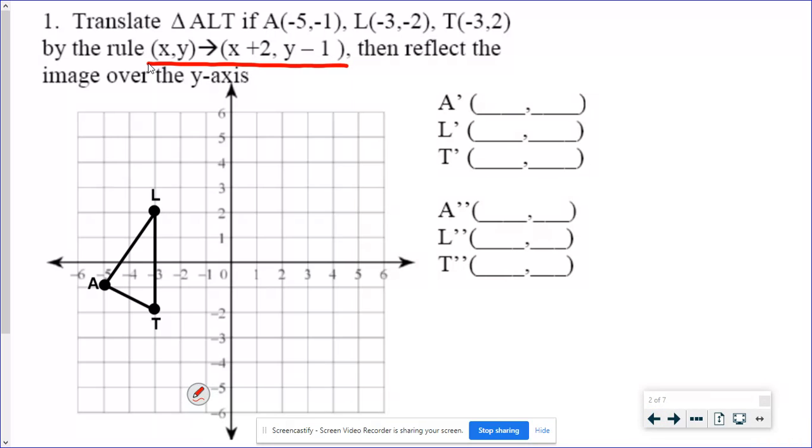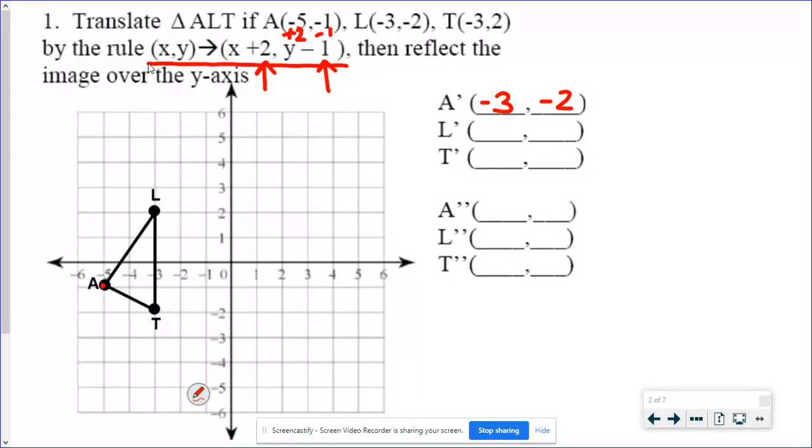That means I'm going to be moving my shape 2 to the right and down 1. Adding 2 to this x means I'm going to move 2 to the right. This means I'm going to move down 1. Usually for translations, I graph and then I get my ordered pairs. However, if you want to do the math, -5 plus 2 is -3, and then -1 minus 1 is -2. You still have to graph it anyway, but each of these points is just going to move 2 to the right and down 1.